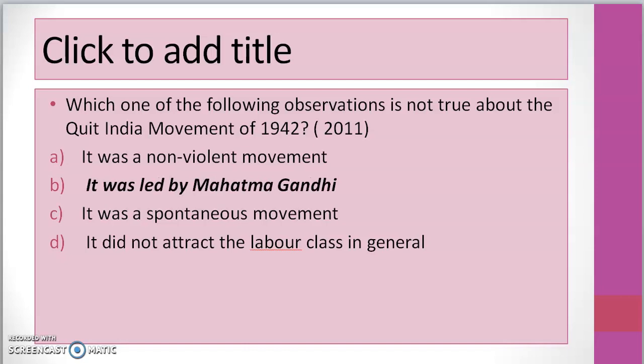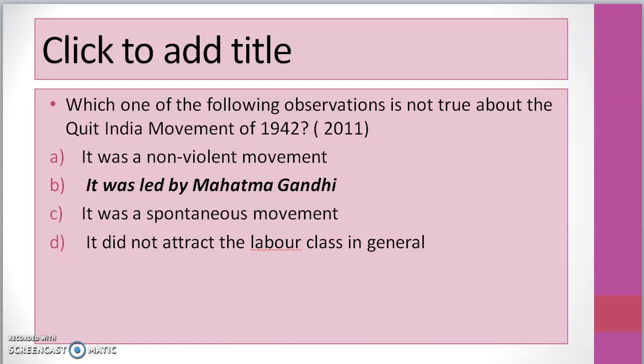Now, let me tell you briefly about the phases of Quit India movement, very, very important from your exam point of view. So the first phase was the phase of urban revolt, and it revolved around strikes, boycotts and picketing. During the second phase, the movement had spread to countryside, and it was marked by peasant rebellions, attack on government buildings, destruction of communication system, railway tracks, telegraph wires and so on.